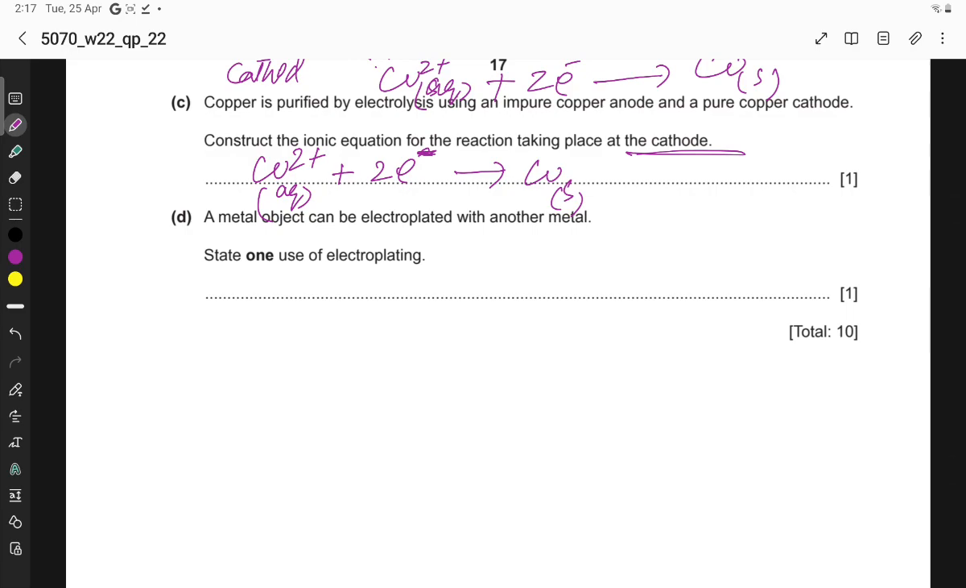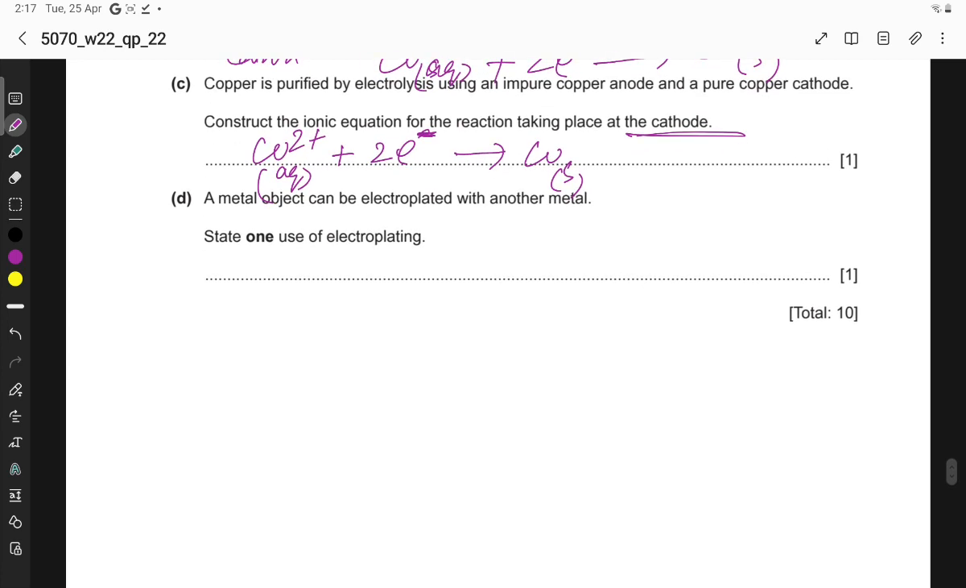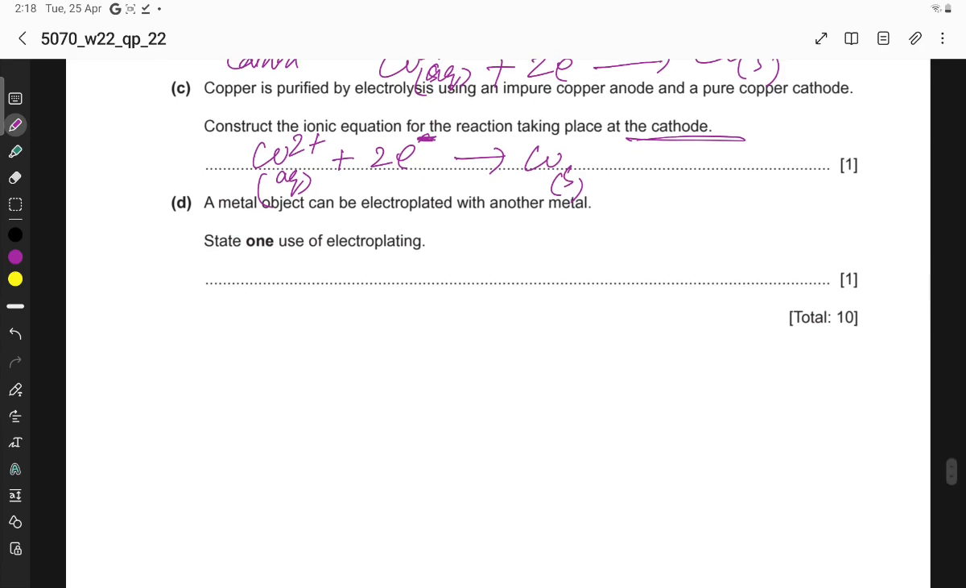A metal object can be electroplated with another metal. State one use of electroplating. It is better to write the subject of the question. Electroplating makes objects more resistant to corrosion.